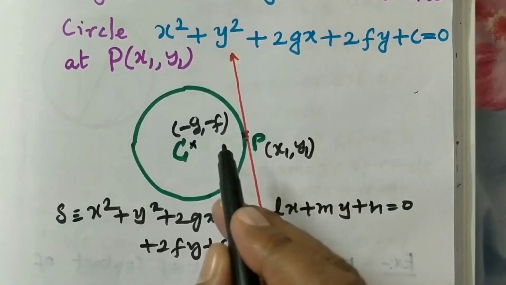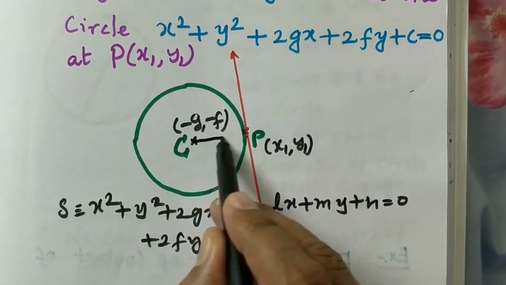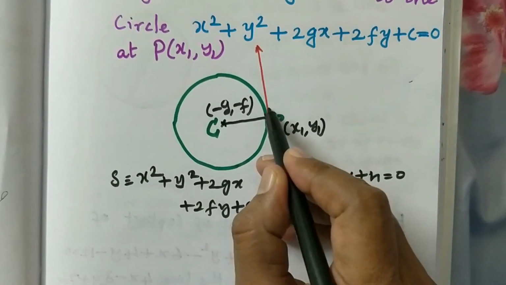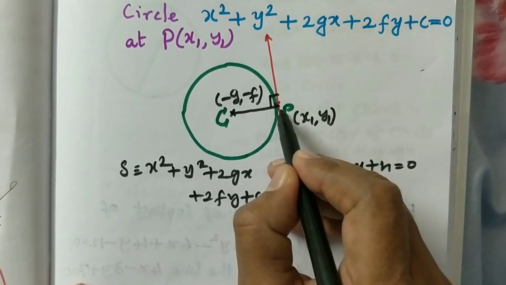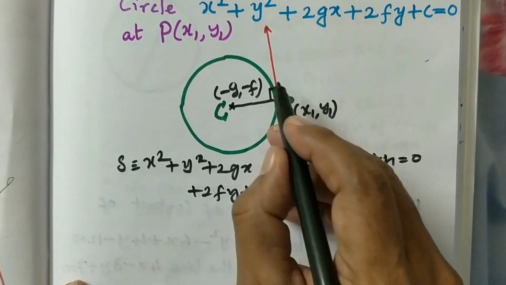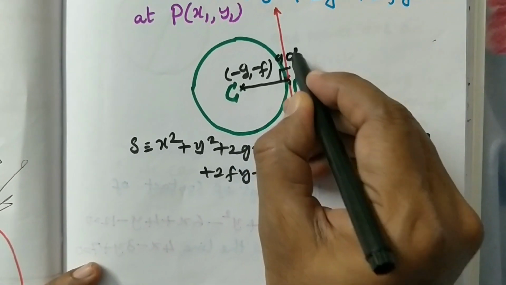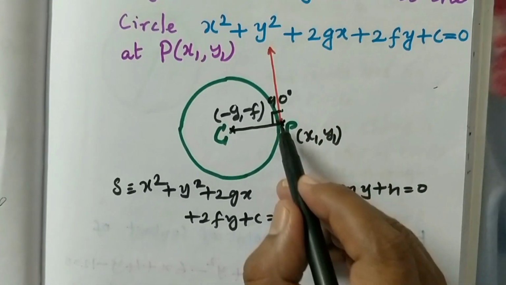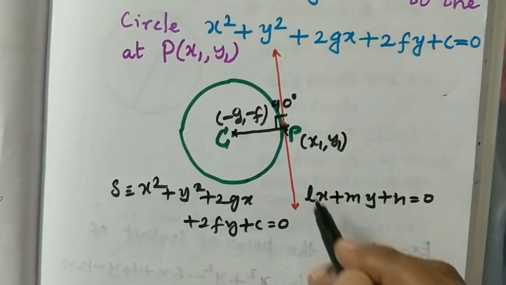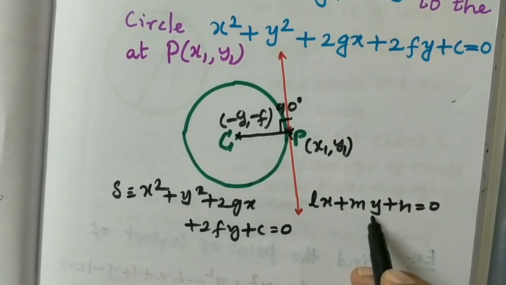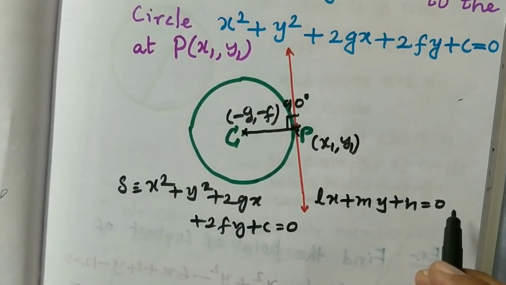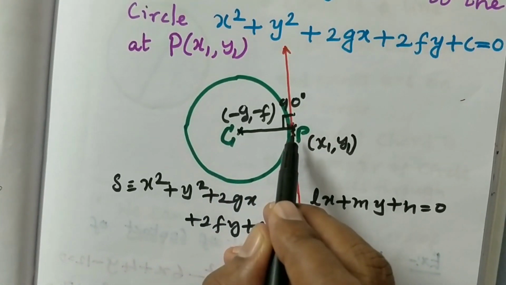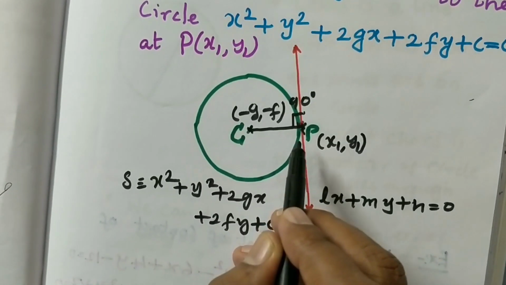Here CP is the radius, and the angle between the radius and the tangent, you know, is 90 degrees. So what is P here? P is the foot of the perpendicular on the line Lx plus my plus n is equal to 0 from minus g comma minus f. So you know the formula for the foot of the perpendicular.